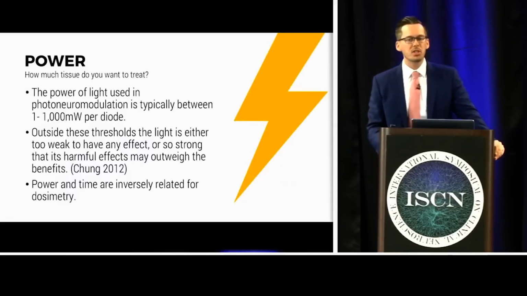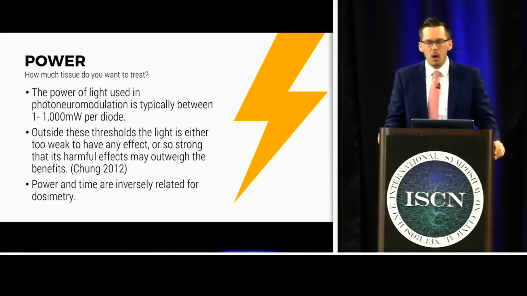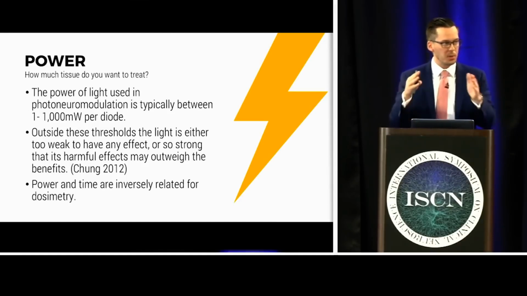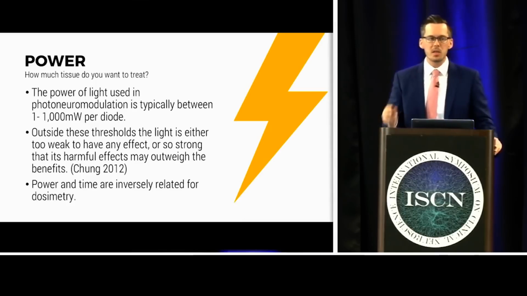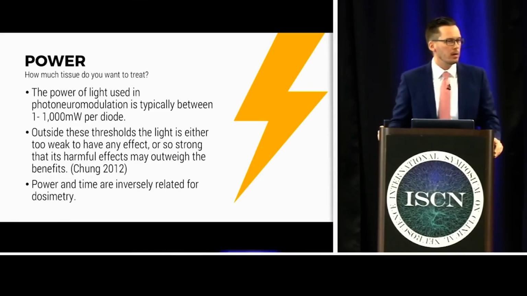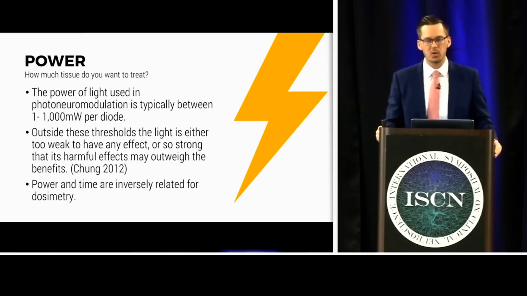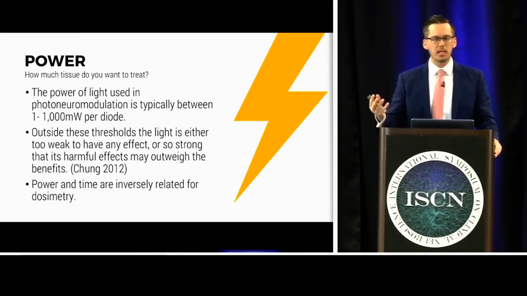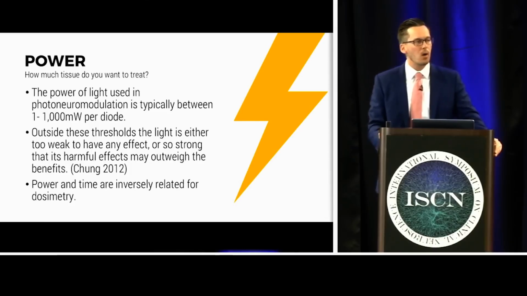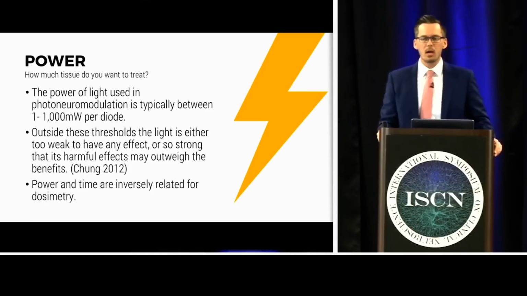So power: how much tissue do we want to treat? That's the question we're going to ask ourselves. The power of light used in photoneuromodulation, now we're focusing a little more on the neuro side of things, is about 1 milliwatt to 1,000 milliwatts per diode. So you're looking at about a 1 milliwatt to 1 watt spectrum. Outside of these thresholds, the light is either too weak to have any effect or so strong that harmful effects may actually outweigh the benefits, and this is from Chung in 2012.